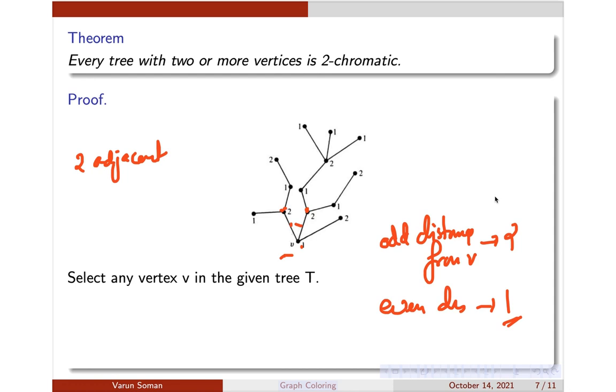Is that clear? So how will you show that no two adjacent vertices have the same color? You know that this is a tree, there is exactly one path between two vertices. Suppose you are taking two adjacent vertices, one vertex would be at even distance from V and the other vertex at odd distance from V. Suppose you are taking these two vertices here. This is at distance 1, 2, 3 from V and this is at distance 1, 2, 3, 4 from V. If it is at odd distance, it will have color 2, and if it is at even distance, it would have color 1. So no two adjacent vertices have the same color. That means this is a proper coloring. So this is the idea here.